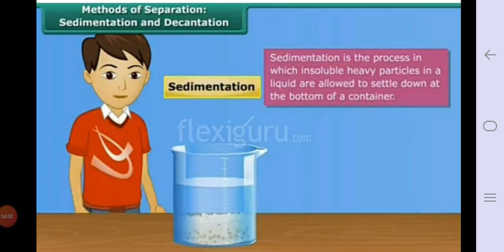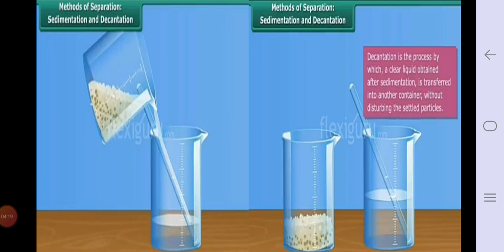Okay, take two substances, mix them, keep them aside for some time, let them make two separate layers. थोड्या वेळ थांबले की त्याचे दोन लेयर तयार होतात. So this process is called sedimentation. Then what is the next process?